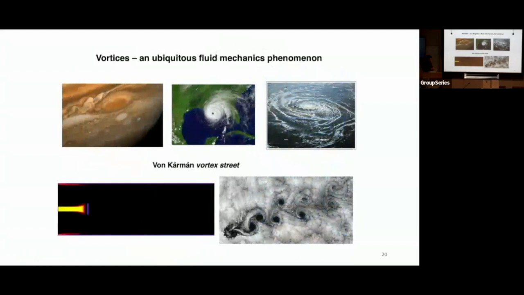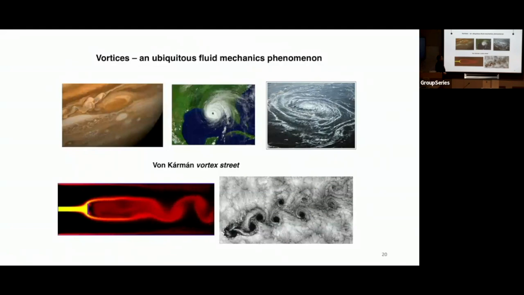And vortices are a ubiquitous fluid mechanics phenomenon. You find them pretty much everywhere. You find them in the atmosphere of the giant planets, as hurricanes on Earth, as whirlpools in the ocean. And this is one of the most beautiful phenomena in fluid mechanics, the von Karman vortex street. You see here the vortex street in the flow in the atmosphere, where the obstacle is the column of air over an island. And so you find these things everywhere.